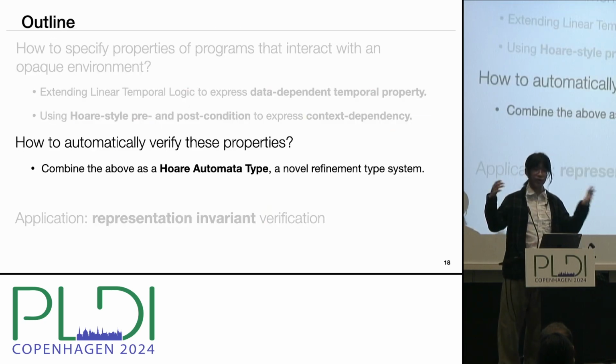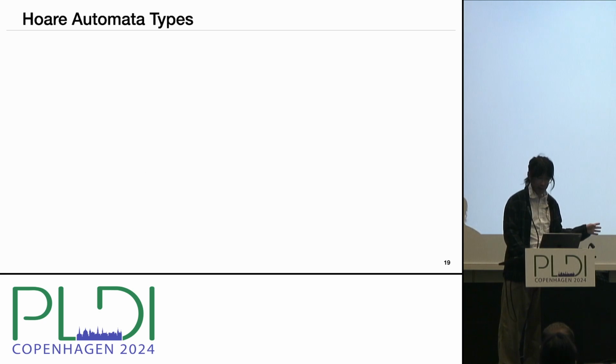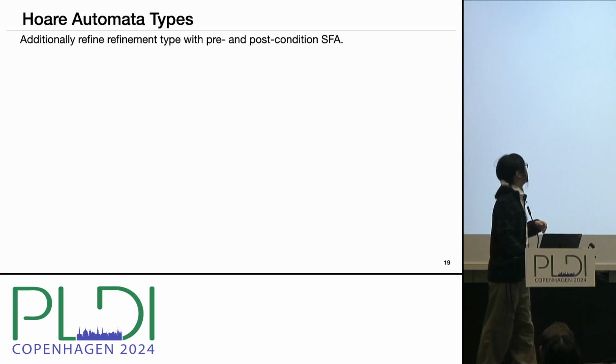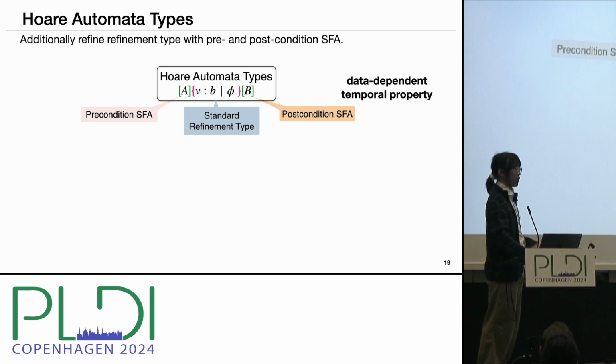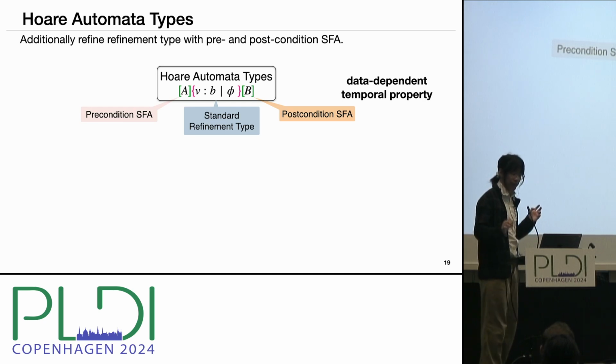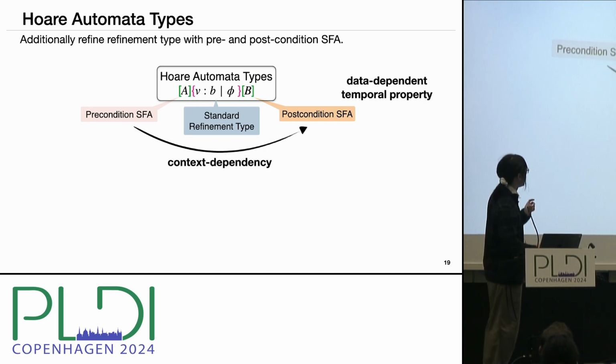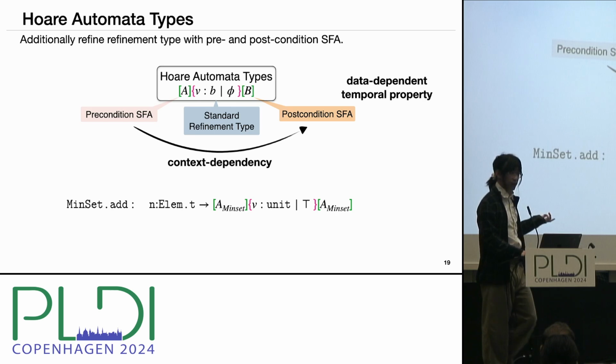Okay, so let's move on to the second challenge. How can we automatically verify this property? So we introduce a new automata type we call HAT. The HAT is a refinement type system that additionally refines a refinement type with a pre and post symbolic automaton. We use a symbolic automaton to express the data-dependent temporal properties, and we use a pre and post condition to express the context dependency. Here is an example of the type of the add function.